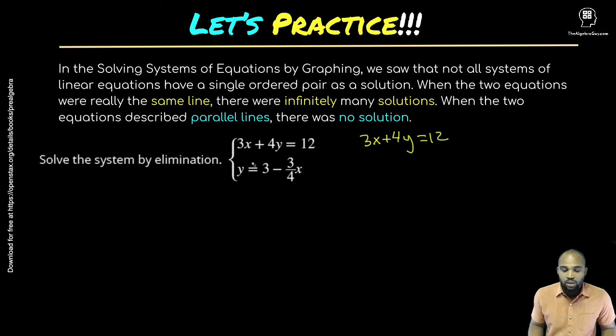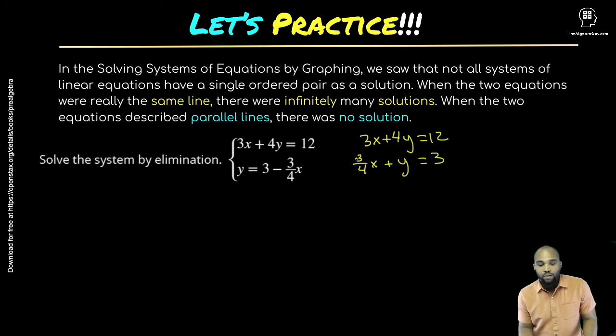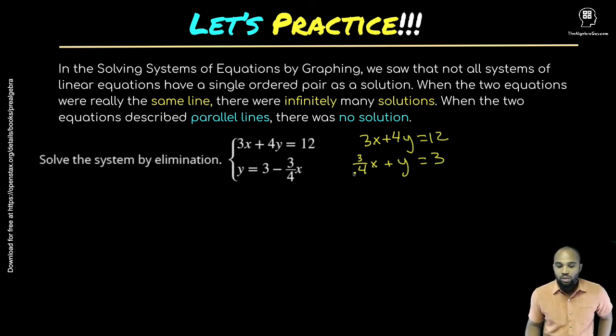Right there. I want to get this in standard form. I need to add 3/4 x on both sides. So 3/4 x on both sides, and that's plus y equals 3. Now I have a problem because standard form doesn't like to have a fraction, so I need to do one more step and multiply this by 4. I'll multiply everything by 4 here.